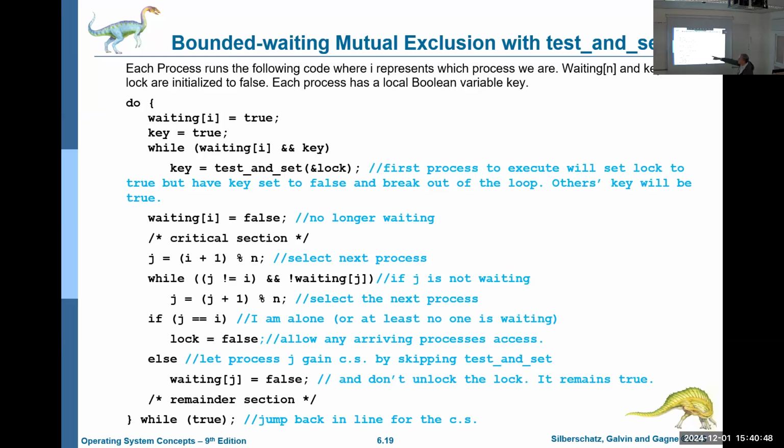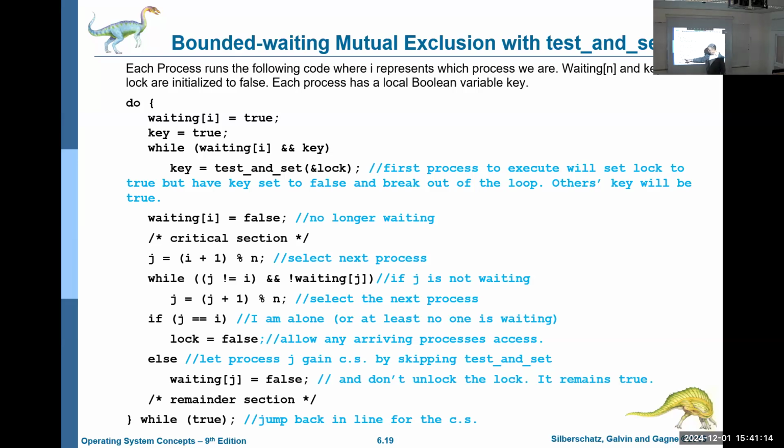Let's say the first guy I found, J equals I plus 1. Let's say I is 0, J is 1. So he is the first one. Now I go to waiting of J, he's true. So I say, what's the opposite of true? False. So the loop will break. Immediately, this first loop will break here. If the first guy I found was waiting, then this will break.